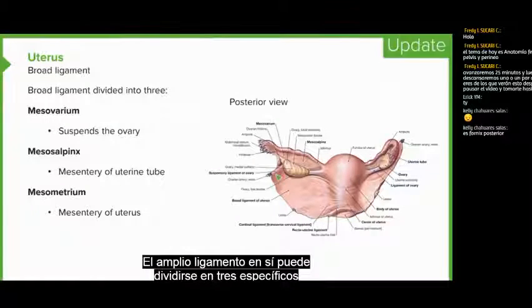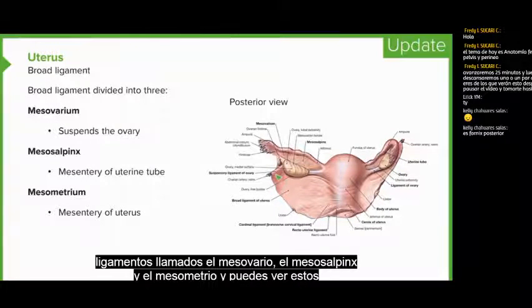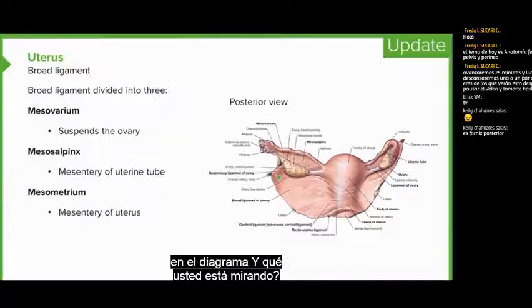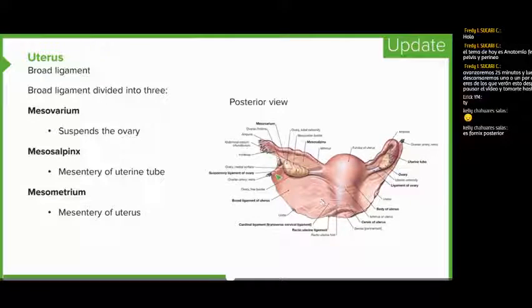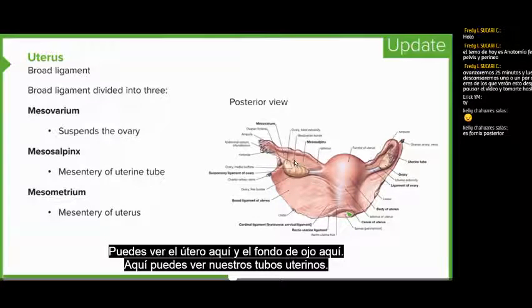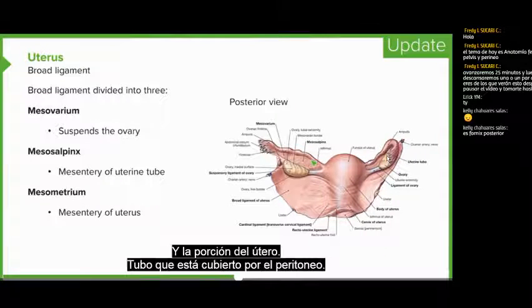The broad ligament itself can be divided into three specific ligaments called the mesovarium, the mesosalpinx, and the mesometrium, and you can see these on the diagram. So what are you looking at? You can see the uterus here and the fundus here. Here you can see the uterine tubes and the portion of the uterine tube that is covered by peritoneum.